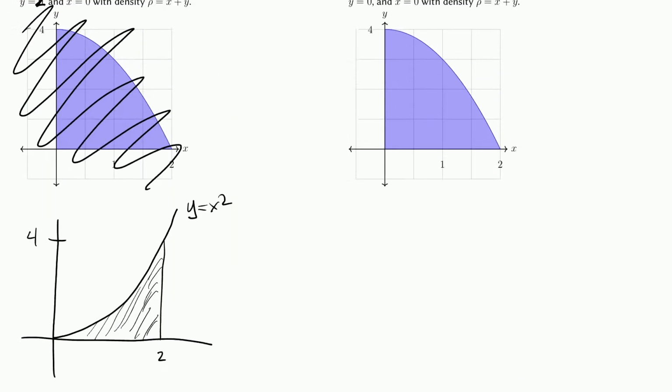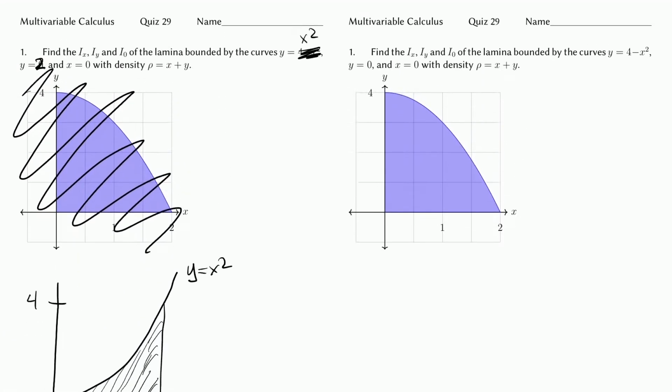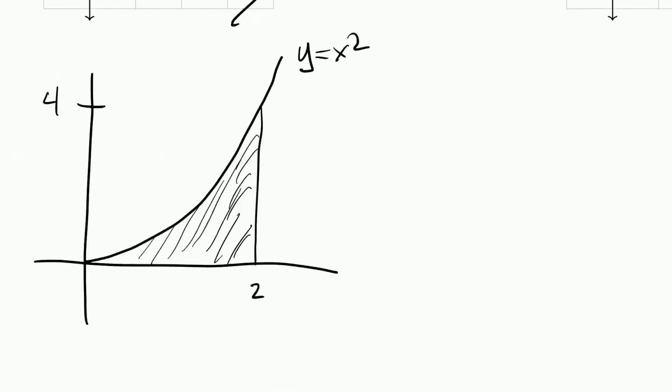But I like the looks of the one up there, the blue one. That looks so much nicer than this. So I thought, oh, instead of having x squared, I'll change it to 4 minus x squared. Surely that can't change anything. But no, you don't want to do that. Yeah, x squared is fine.